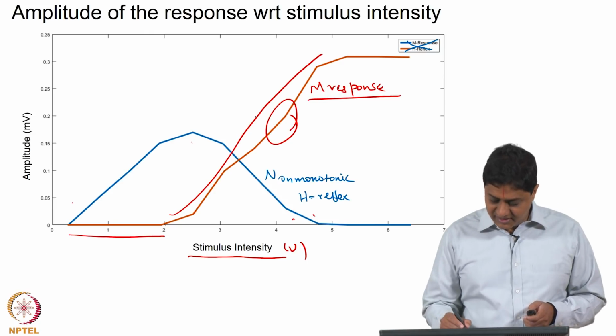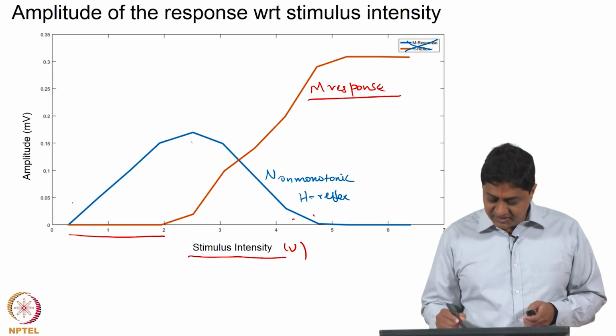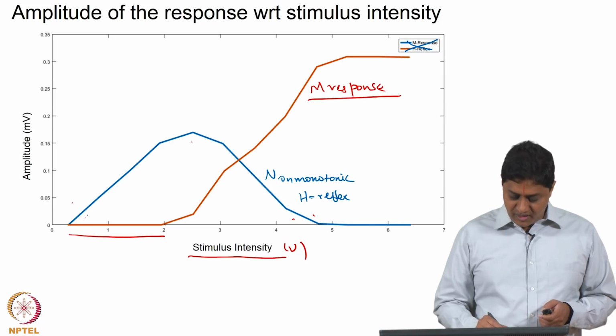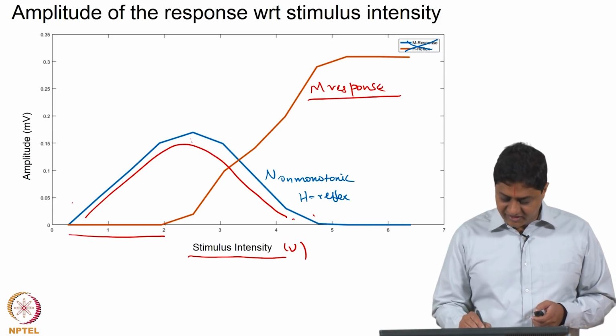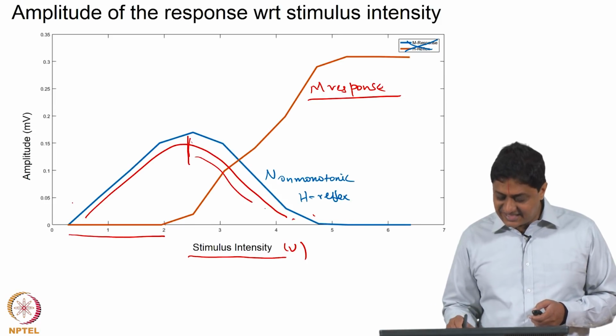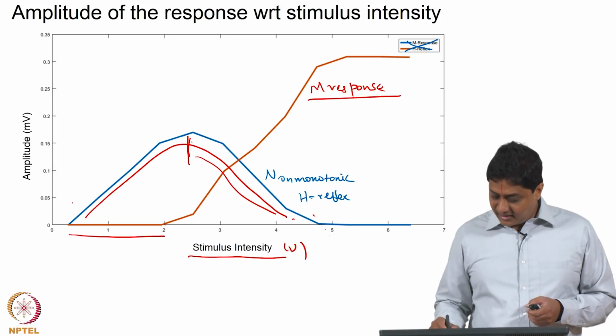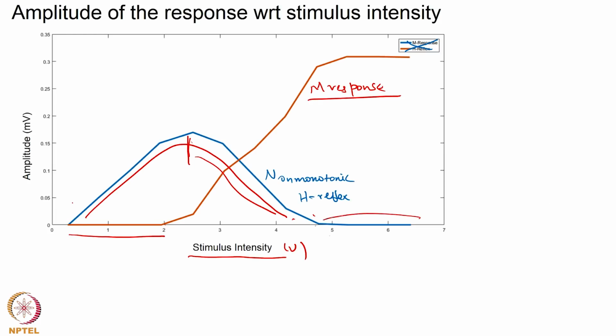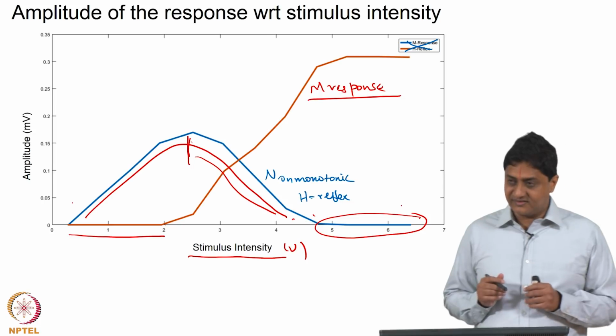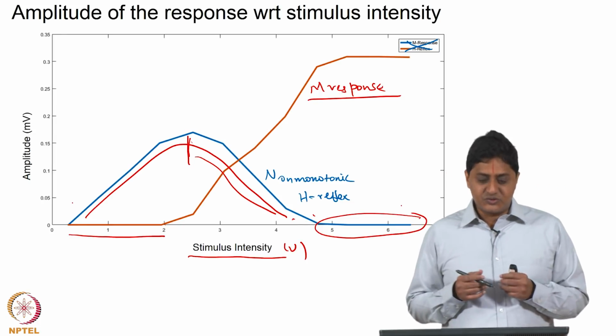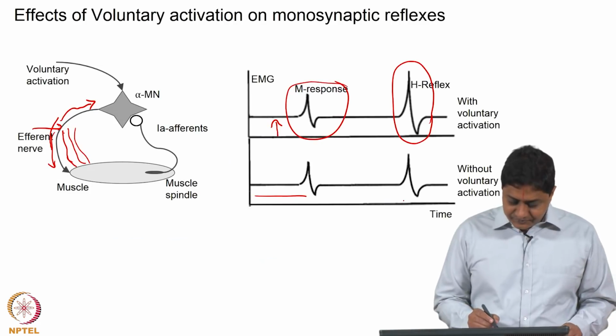The question is not that; the question is what happens with the H reflex. Why does it show a non-monotonic response? After that point, there is a reduction in amplitude, and at around that point it becomes 0. Why does this happen? Let us remind ourselves one more time what happens here.